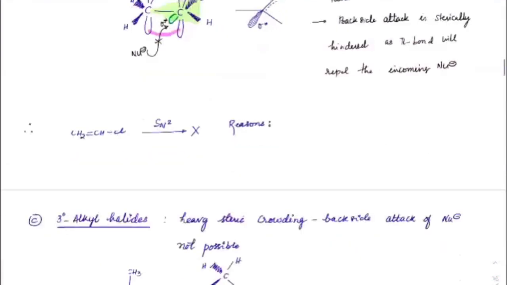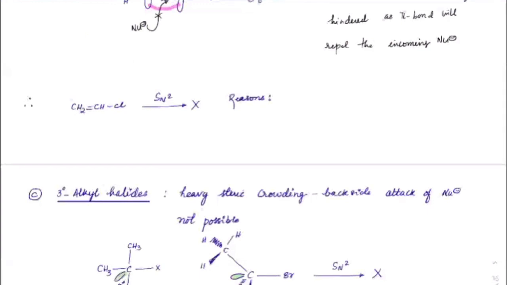So I suggest you write these reasons once again and practice them, because I've seen that in the last 10 years this kind of reason question has been asked. So you can check it out. What are the reasons? Partial double bond character, backside attack is not possible.